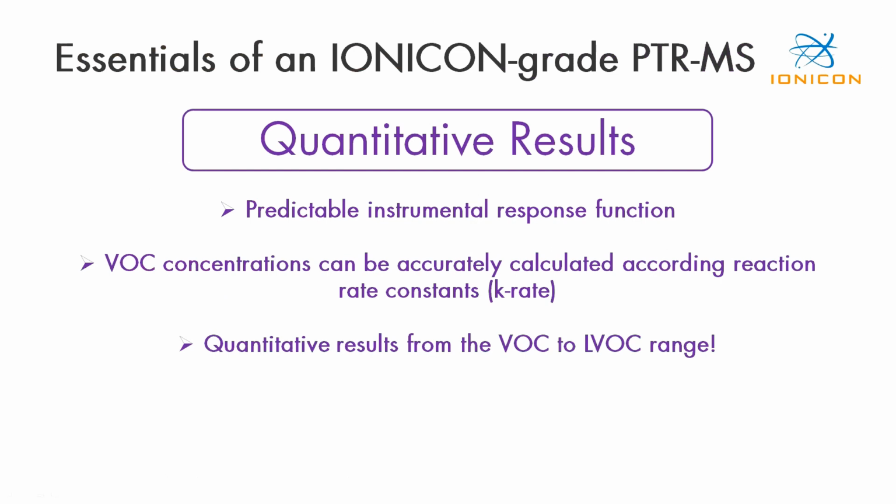To summarize the third essential: for good quantitative results of uncalibrated compounds, we need a predictable and stable instrumental response function, and the ion molecule reactions have to occur at collisional rate. Then we get good quantitative results from the VOC to low volatile organic compound range.